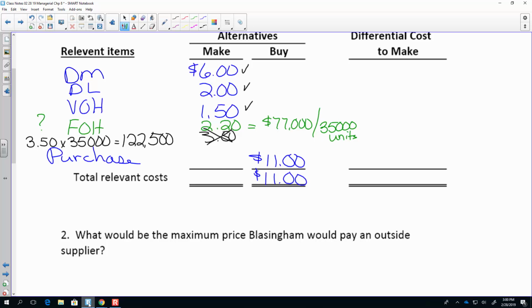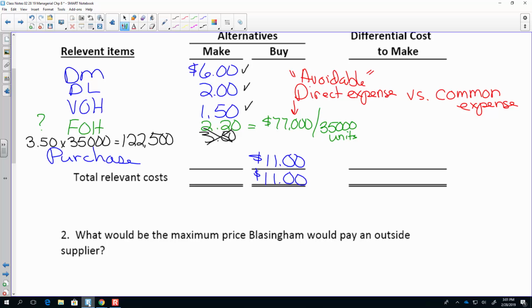Now, the author used a different terminology here. Direct expense. This is another term in chapter 8 versus common expense. We'll talk more about those two terms next week, Tuesday. But basically, the direct is directly tied to that product. And they also, fortunately, said that this part is the avoidable expense. So if I make it, I include it. If I bought it, the expense would be gone. That's what they mean by avoidable.